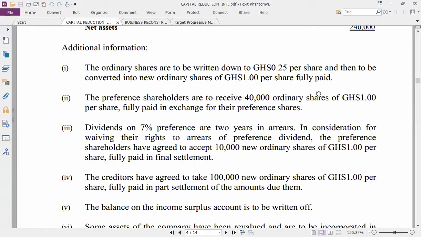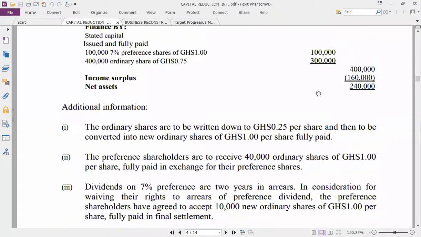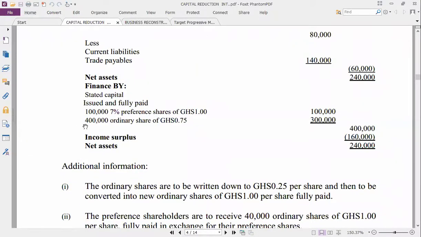So let's go and look at the share price that they have in the balance sheet. In the financial position, they have 400,000 ordinary shares, and each of them is going for 0.75. So they have 300,000 after multiplying. Now they are saying that because they are struggling, they should reduce that value from 0.75 written down to 0.25. So we have to cancel 0.5.